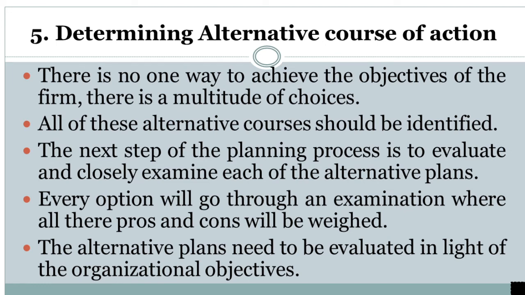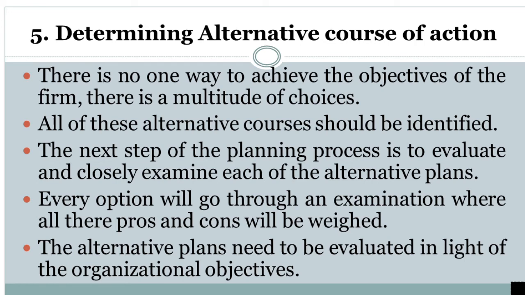To increase production, is that the only way to increase the sales? No. We can increase the marketing activity, we can increase our sales promotions, we can provide offers and all. So these are all the alternatives that we can make to increase the sales, right? So there is no one way to achieve a particular objective, and we have multiple options to attain the business objectives, and all of these alternative courses should be identified.